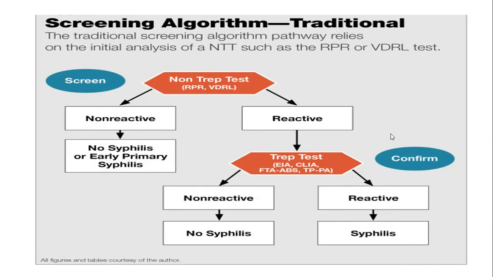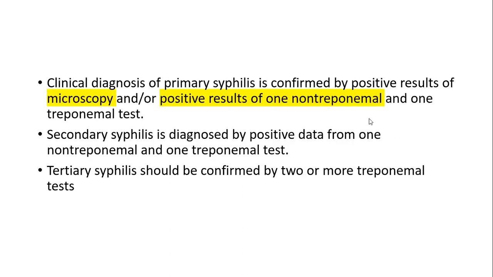Confirmation of diagnosis. Clinical diagnosis of primary syphilis is confirmed by a positive result of microscopy, or a positive result of a non-treponemal and one treponemal test. Secondary syphilis is diagnosed by positive data from one non-treponemal or one treponemal test. Tertiary syphilis should be confirmed by two or more treponemal tests.